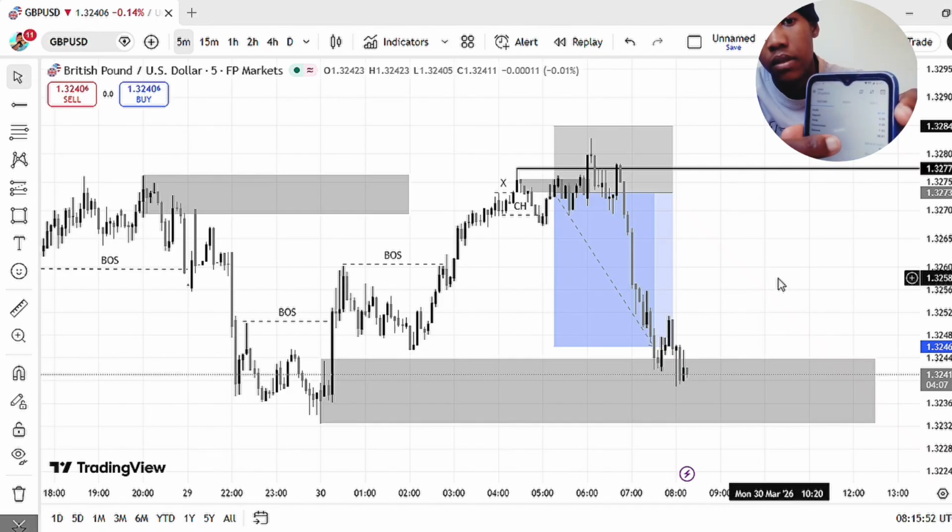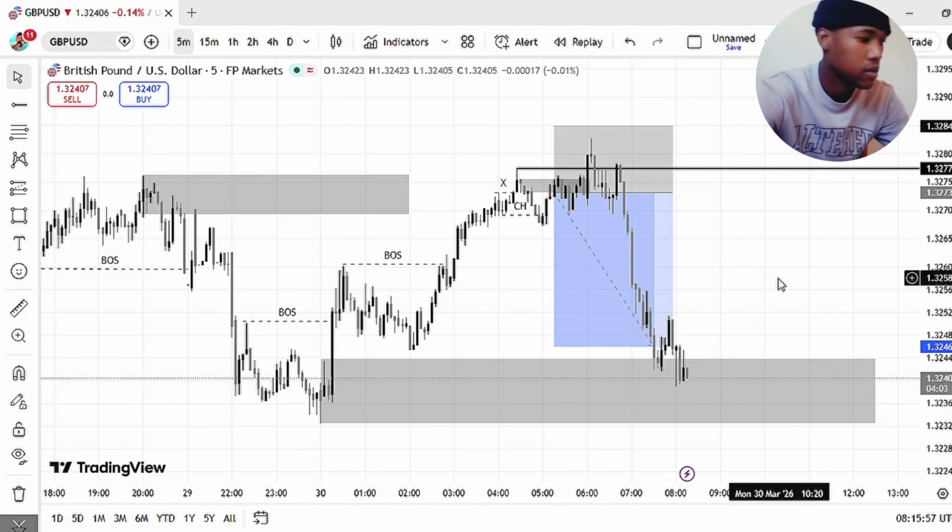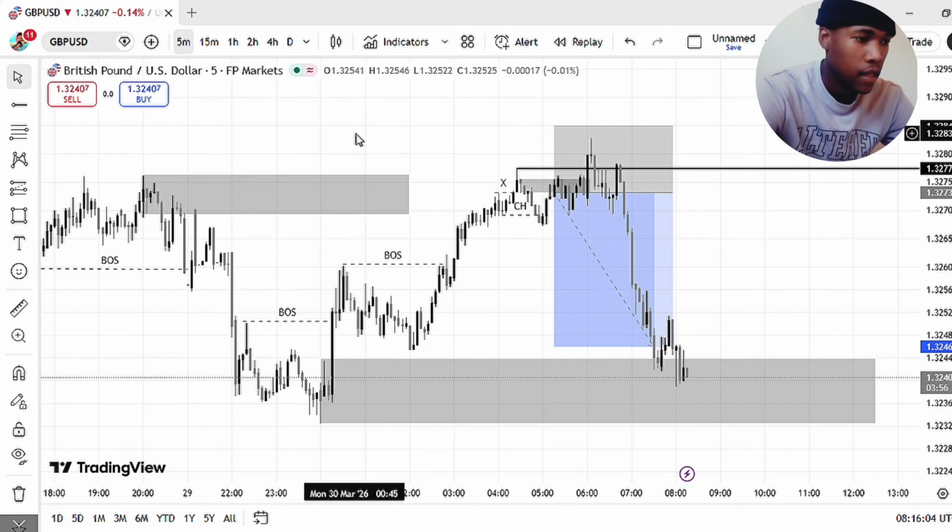This was the trade right here, guys. Hope you guys can see it, but I'm out of this trade. The market smashed my take profits, and I'm out of this trade. But let me just walk you through, guys, how I took this trade.